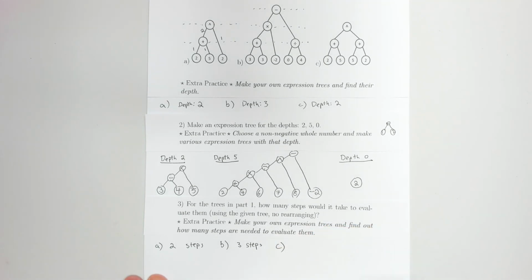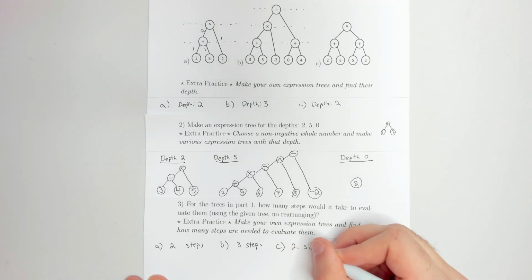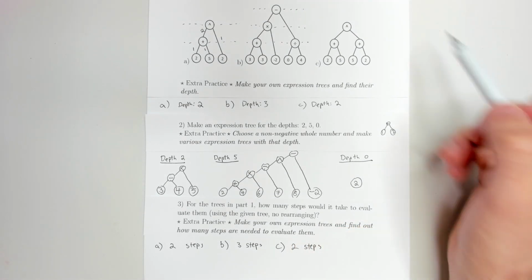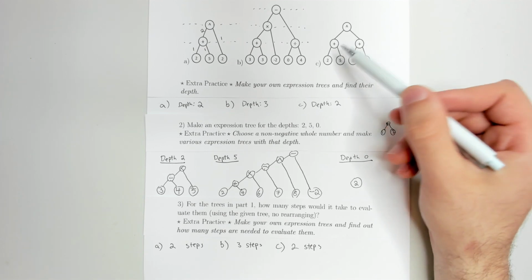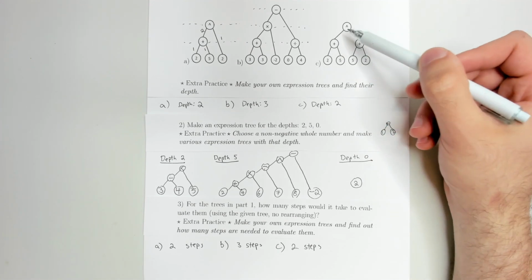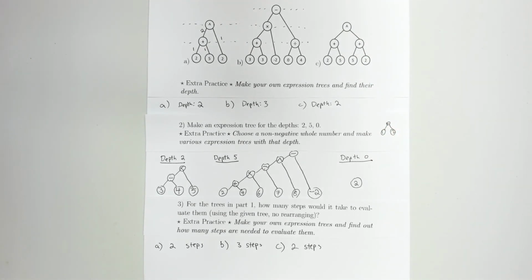And for part C, we saw it had a depth of 2, so once again, this is going to be 2 steps. The first step, we do both of these additions because they're independent, they can be done at the same time. And then we do the exponentiation for the last step.